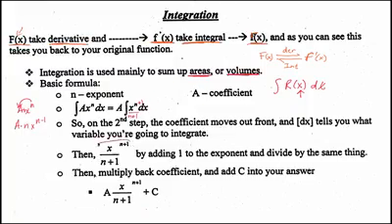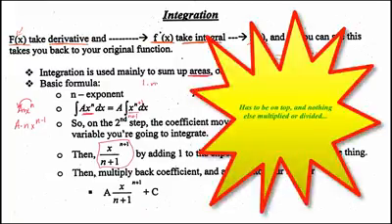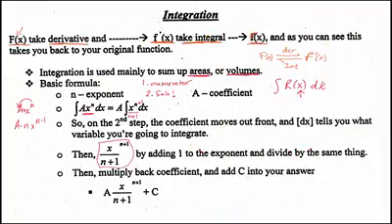This only works if this x to the n is in the numerator and it can't be multiplied to something else. It just has to be an x to some power of n. Okay? So if it's on the bottom, remember your algebra rules, you can bring it up by making it negative.